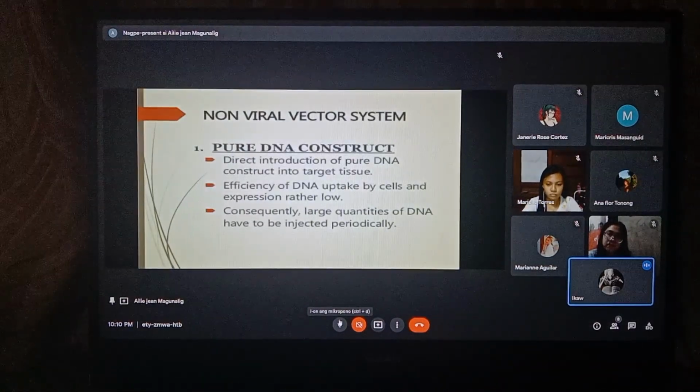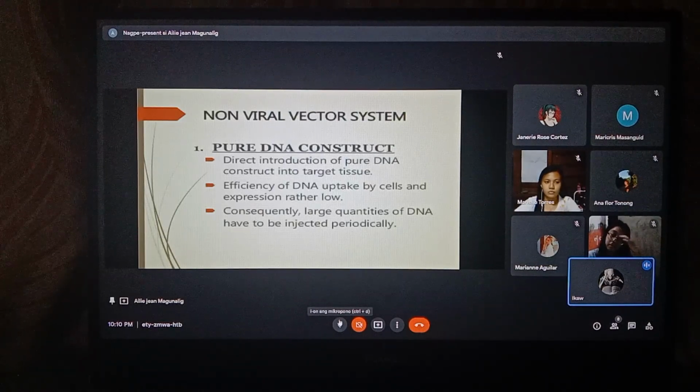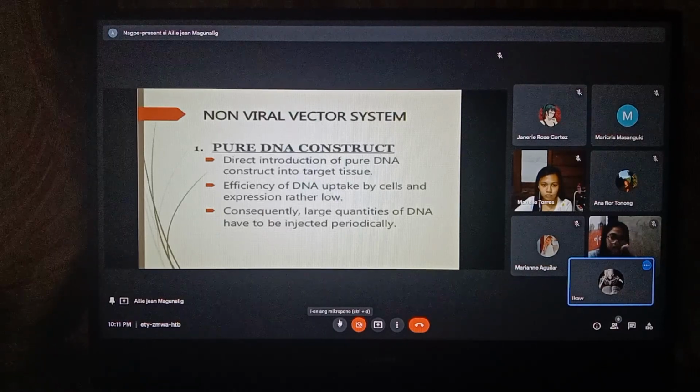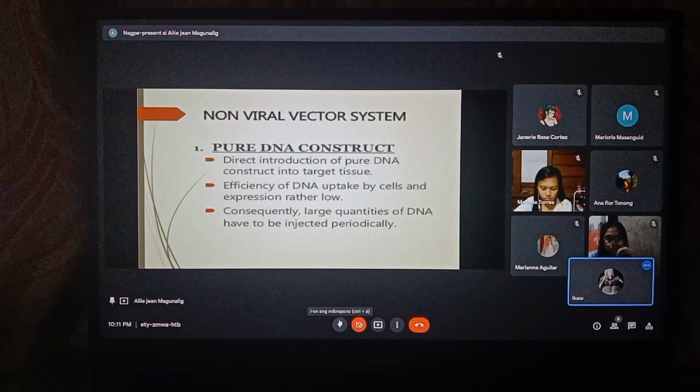So next we have the non-viral vector system. First, pure DNA construct. The meaning of that is direct introduction of pure DNA construct into target tissues. The efficiency of DNA uptake by cells and expression is rather low. Consequently, large quantities of DNA have to be injected periodically.